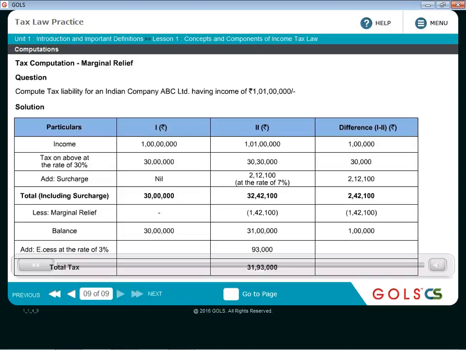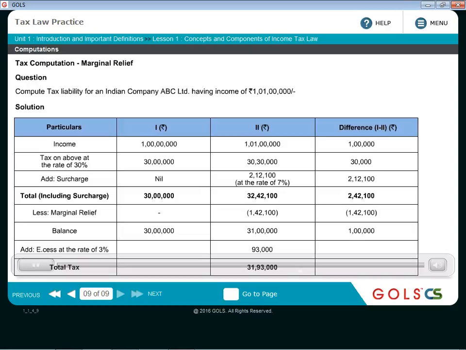And as compared to that, the addition of tax: at the level of 1 crore income the tax is 30 lakh, and as the income becomes 1 crore 1 lakh, for that extra 1 lakh rupees the increase in tax liability is 2 lakh 42,100. So you can compare this, that for additional income of 1 lakh you are going to pay additional taxes of 2,42,100. Now this is not justifiable.